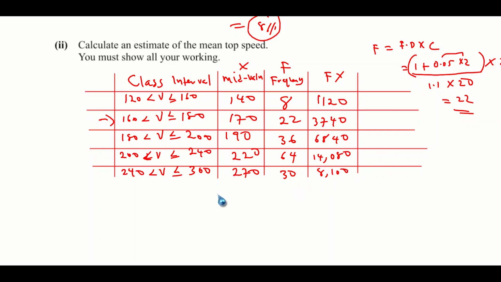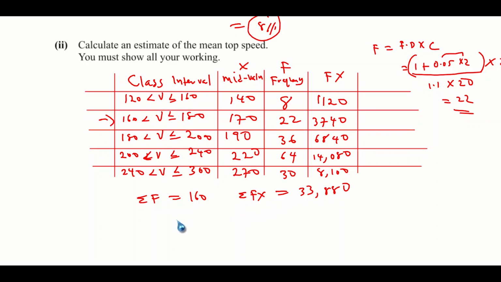8,100. So already I know that the summation of the frequency should be equal to 160, as we were told from the beginning. That will be 160, and if you add all this together, you should get 160. So I don't need to waste my time. Then the summation of the product of f and x will be equal to the addition of this column, and that will be equal to 33,880.